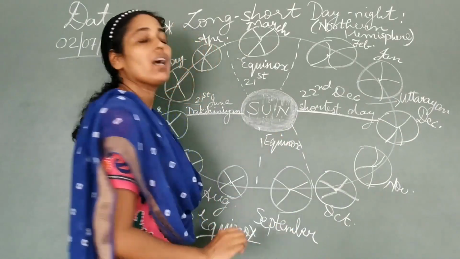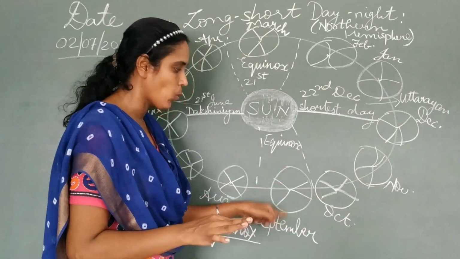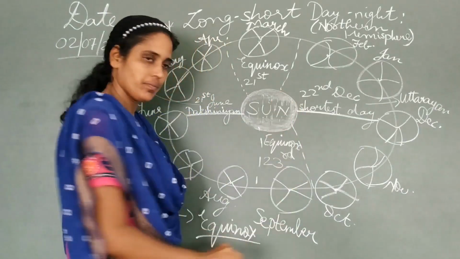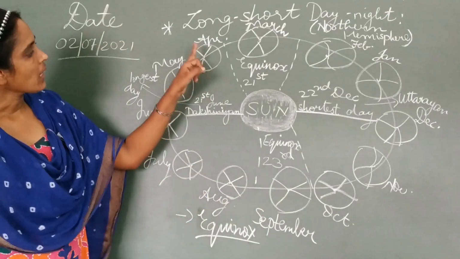Okay, again it falls on 23rd September. No need to write the month's name because we have already shown it in that month. Only write 23rd. That's understood for you. So students, is the concept of equinox clear?